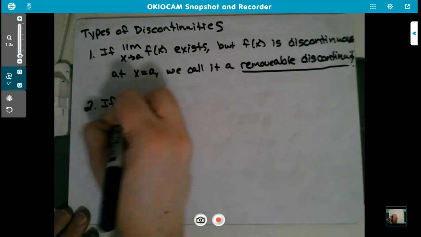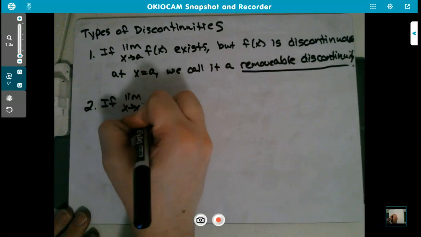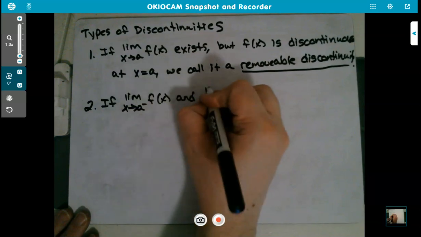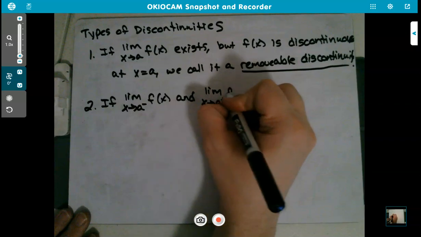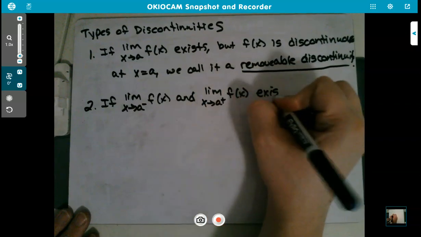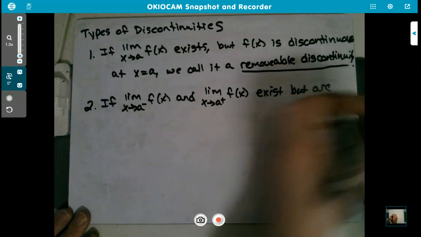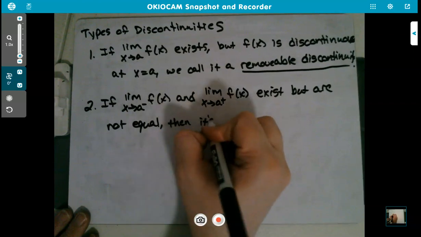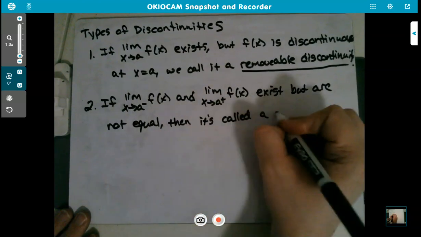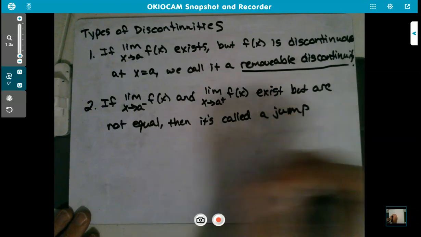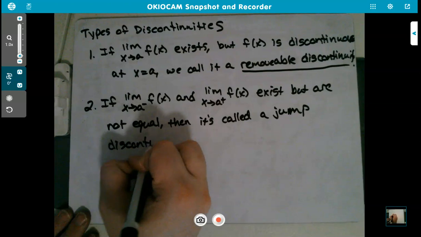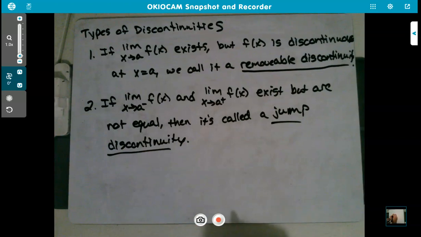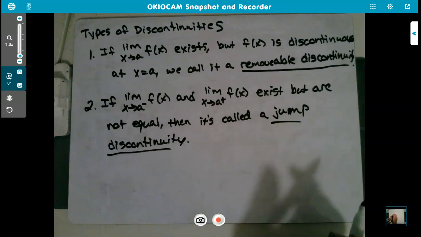So the next type is if the one-sided limits exist, so the limit as x approaches a from the left, and the limit as x approaches a from the right of f of x, if those both exist but are not equal, then it's called a jump discontinuity. So if I can tell you what happens on the left and what happens on the right, but they're not the same thing, we call it a jump.